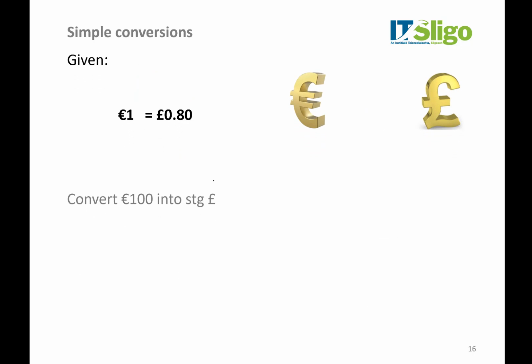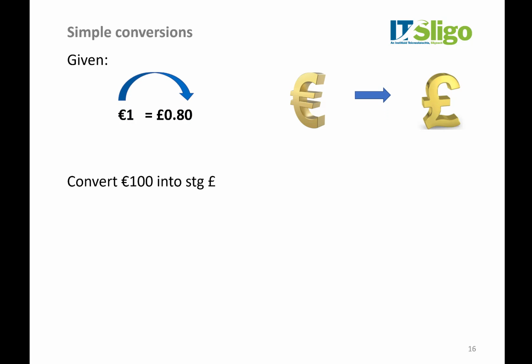So we'll take a look. Convert €100 into sterling. Well, we're asked to go with our conversion rate. We know the conversion factor we're going to be using, because we're going from euros into sterling, the same way as our conversion factor has it. Then, guys, we simply multiply by 0.8.